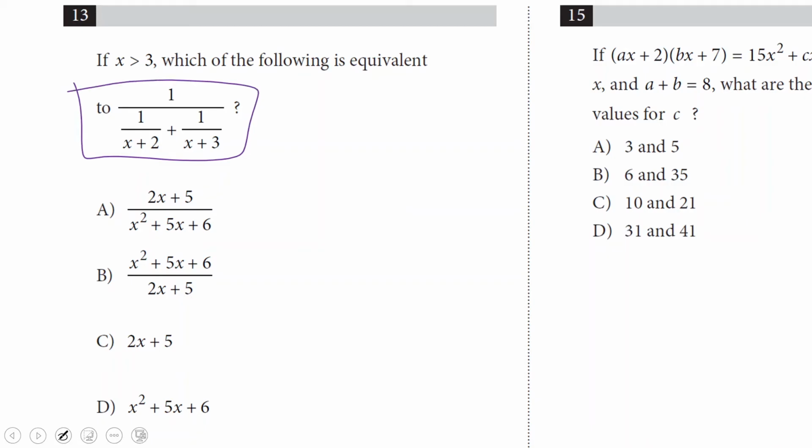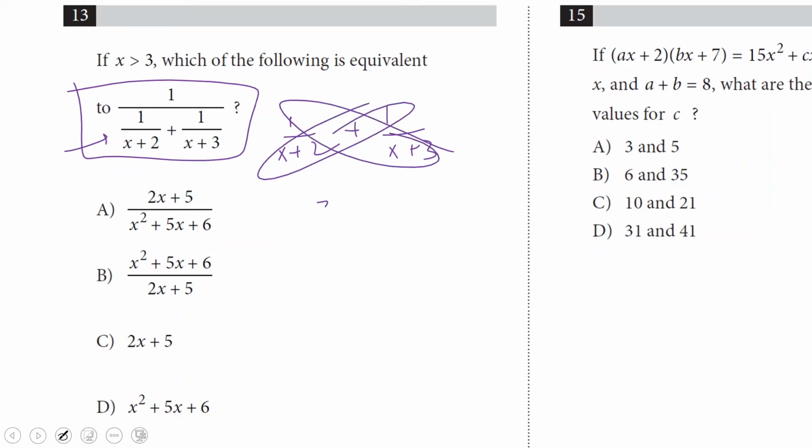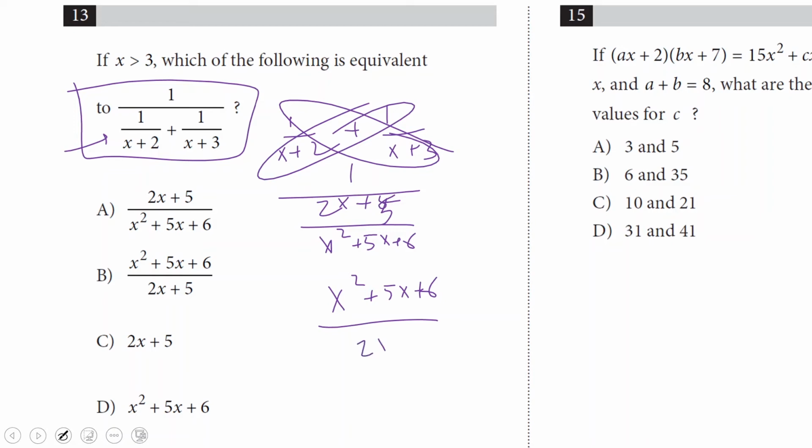All right, let's simplify. Let's simplify the bottom first. 1 over x plus 2. I'm actually going to show them the trick right now, the butterfly method. So that's 2x plus 5 over x squared plus 5x plus 6. Now, 1 is over that. So, and this is 2x plus 5. So 1 is over that. So it's x squared plus 5x plus 6 all over 2x plus 5.